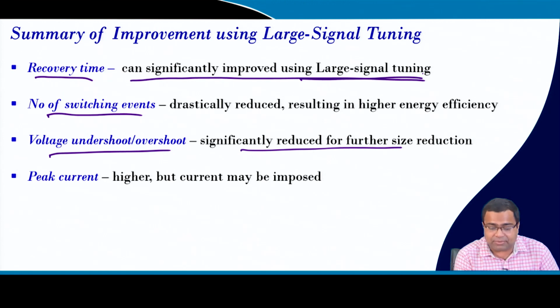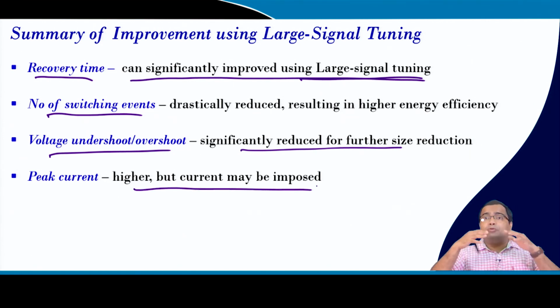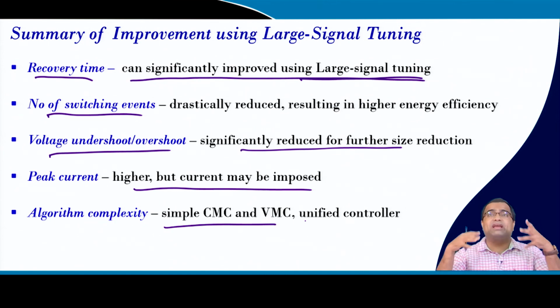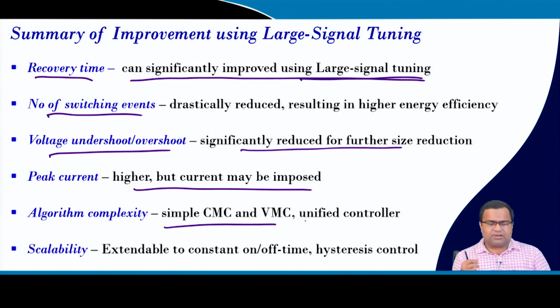Peak current was higher, but we have shown that by putting a peak current limit, we can get close to near-optimal recovery subject to the current limit. That is simple, and the gain will remain the same. So, that is the beauty here. The algorithm is simple: for current mode and voltage mode control, we can apply this tuning method. There is no additional complexity, no additional large signal and small signal combination, and this itself will act like a multi-mode controller. And this technique is scalable because we are just changing the gain; it is just a viewpoint change of the controller tuning.